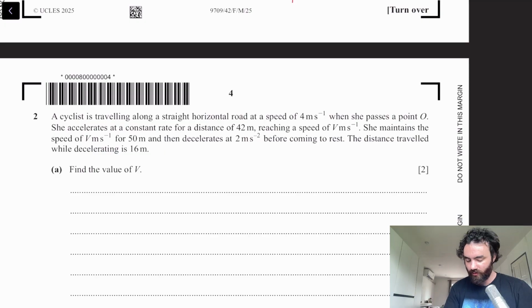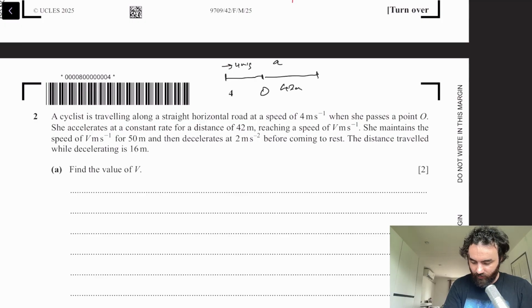They've got a lot of segments going on here, so I'm just going to visualize briefly what's going on. She's traveling along a road for a distance we don't know, at 4 meters per second, and this is the point O. When she passes the point O, she accelerates at a constant rate for 42 meters. We don't know what the acceleration is, but she's accelerating, reaching a speed v. So here she's moving at v meters per second.